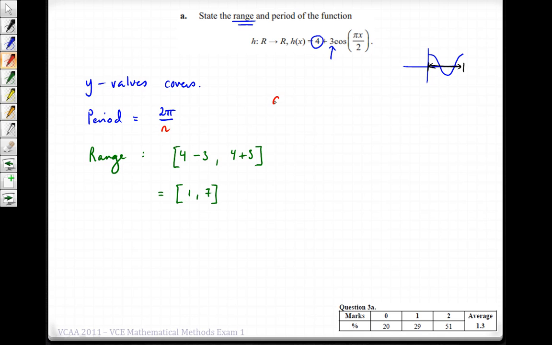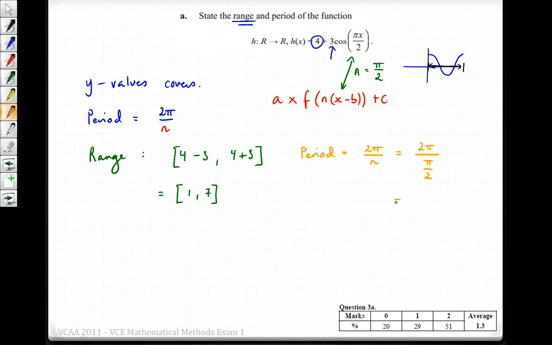So n comes from when we have a function in this form. So as you can see, if we look and compare these, the coefficient to x, n, is equal to pi on 2. So therefore our period equals 2 pi on n, which equals 2 pi divided by pi on 2.